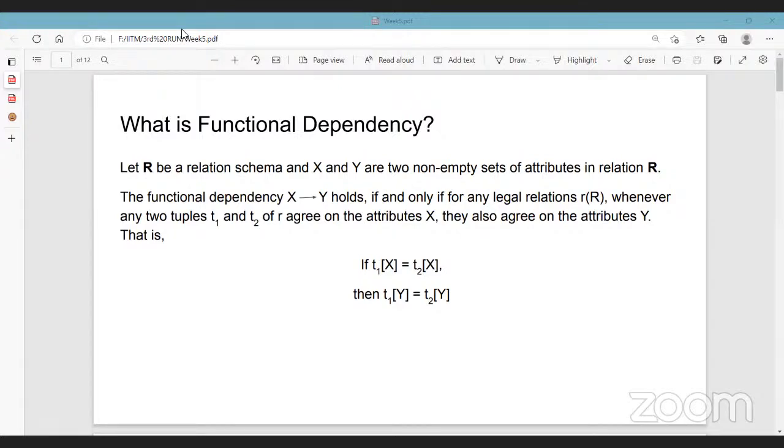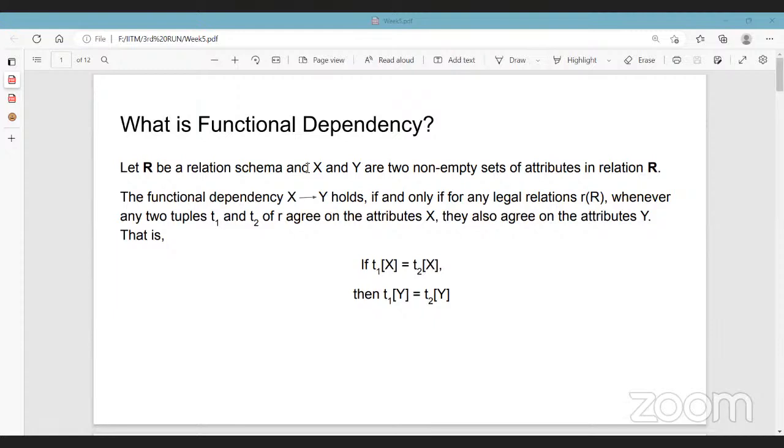Yes. Okay. So in week 5, we began with what are functional dependencies. Then we went further with lossless decomposition and canonical cover. So at first, here we will begin with what is functional dependency.